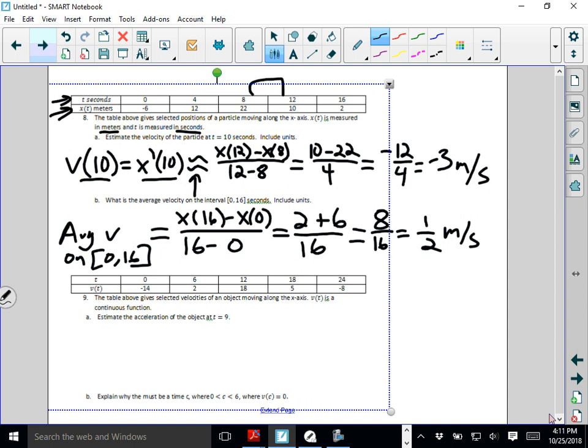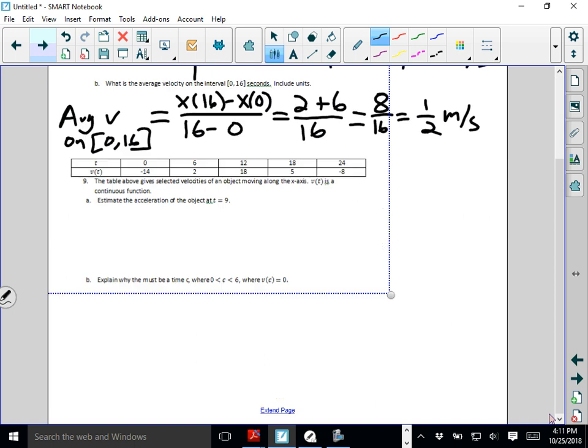The first thing I notice about the next table is now this is a velocity time table. Okay, different than the one before. So number 9 says the table above gives selected velocities of an object moving along the x-axis. V of t is a continuous function. Okay, that's important. The other thing I want to notice here is that there were no units given in this problem. So my answer is, yay, I don't have to worry about units, which is nice.